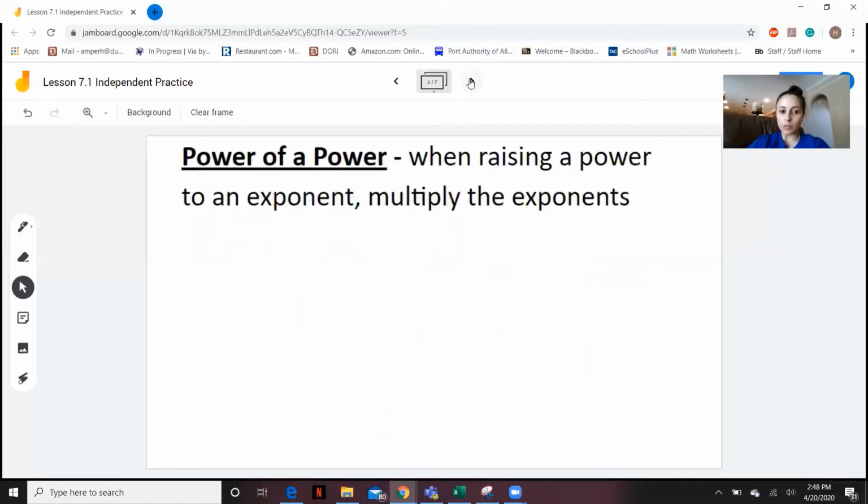So now we're moving on to power over power. And this rule says when raising a power to an exponent, you multiply the exponents. And so to demonstrate what I mean here, we could have 2 to the 2 cubed, right? And so what this rule is saying is that we would actually end up with 2 to the 6th because we're raising a power to an exponent.